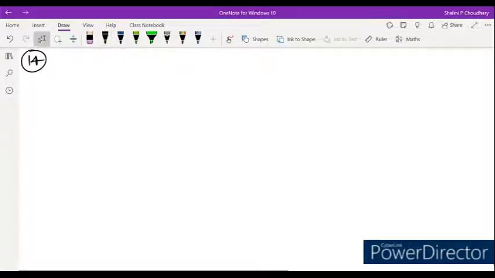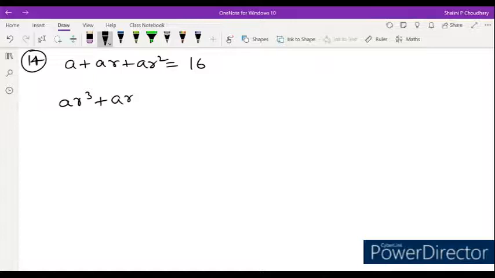In this question, it is given that the sum of the first 3 terms of a GP is 16 and the sum of the next 3 terms is 128. So the first 3 terms are a plus ar plus ar square, and that is given as 16. The next 3 terms mean the 4th, 5th and 6th terms. The 4th term will be ar cube plus ar to the power 4 plus ar to the power 5, and that is equal to 128.